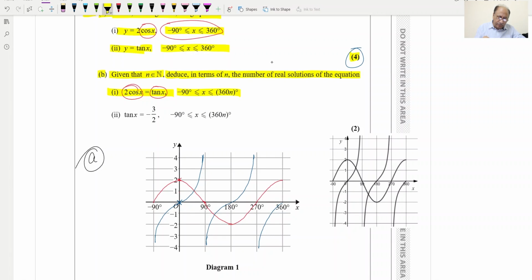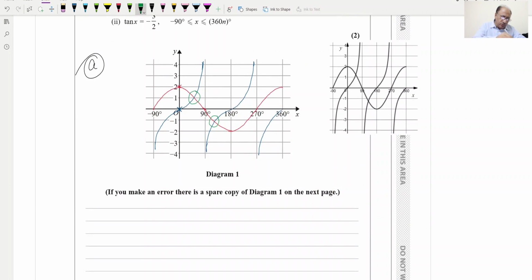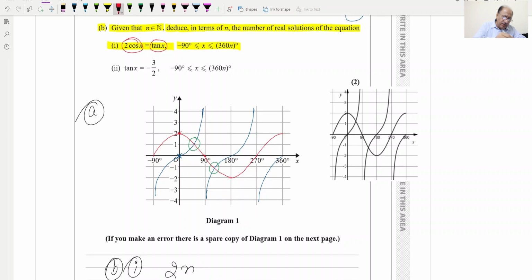If we check the solutions, the number of solutions where the tan x and 2 cos x graphs intersect is one point, this one, and second point, this one. So there are 2 points of intersection. So from minus 90 to 360, there will be 2 solutions. So if it is up to 360 times n, it will have 2n solutions. So we can write for this B part 1, it will be 2n solutions. Hopefully you understood this.